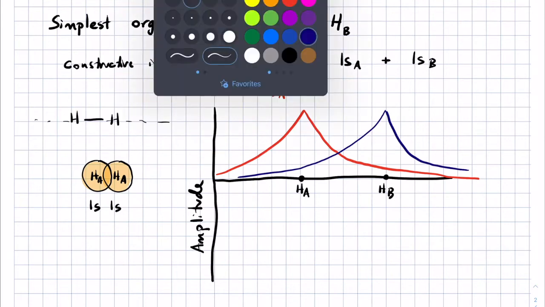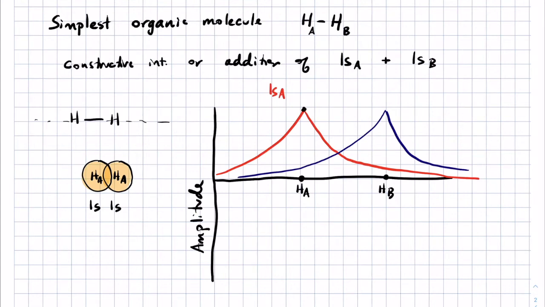At each point, I'm going to add this number to that number, and that should get me something that is a little bit higher here, a little bit higher there, and then tails off. But in the middle, and maybe I've overdone it, I don't know, in the middle we end up with a higher amplitude than we had before for either of the two s orbitals on their own, okay?